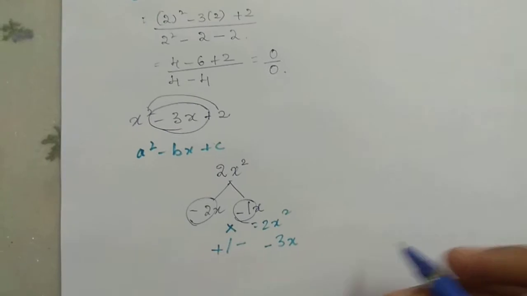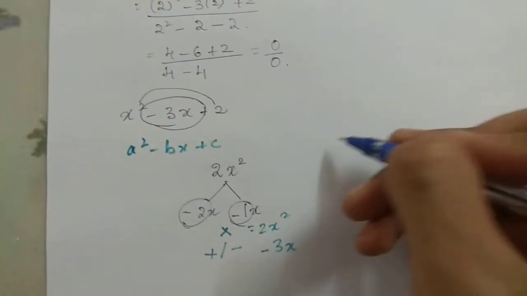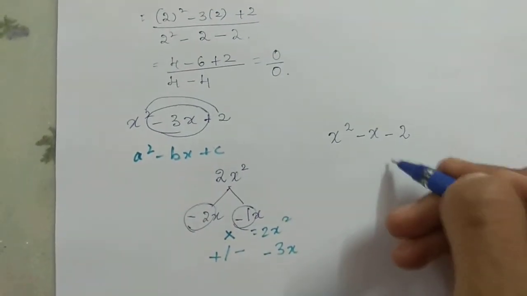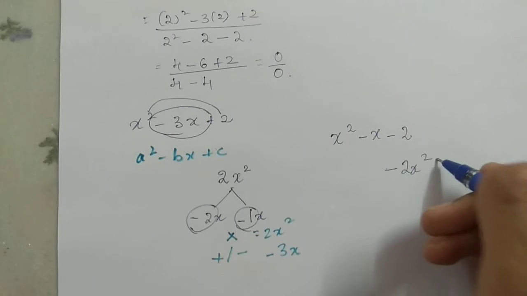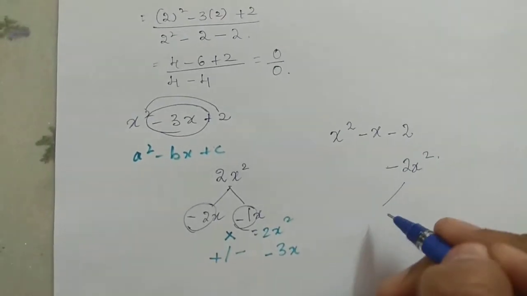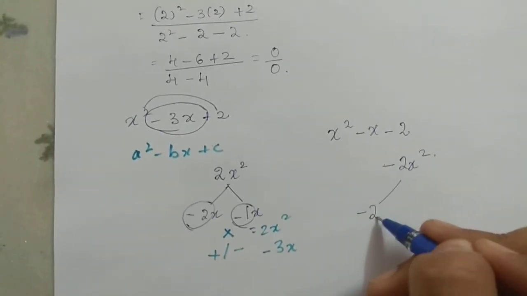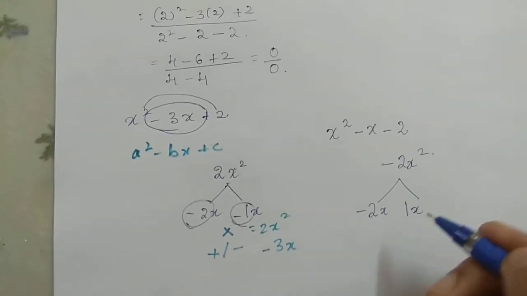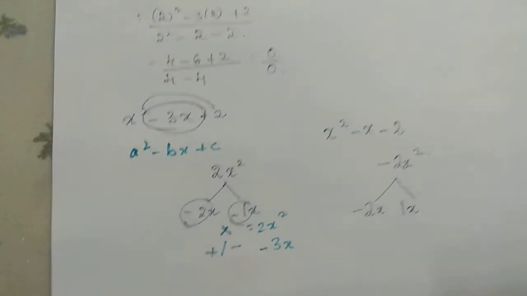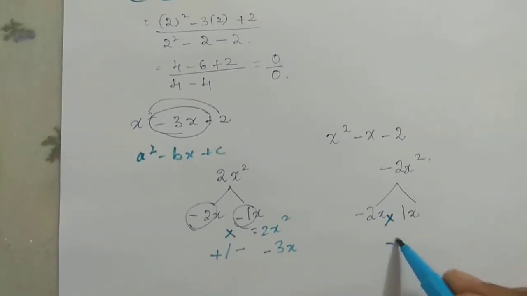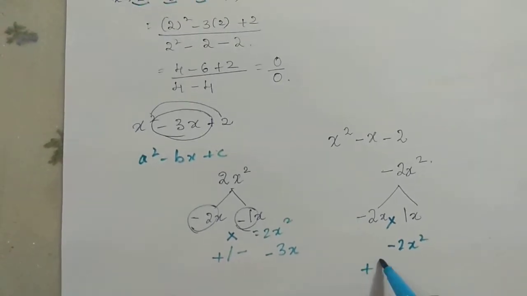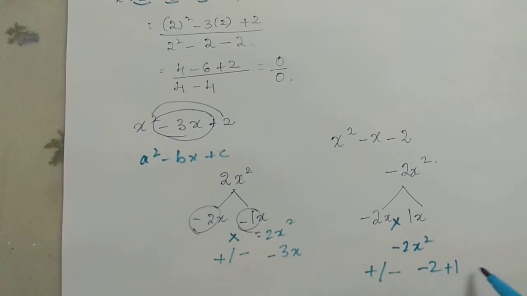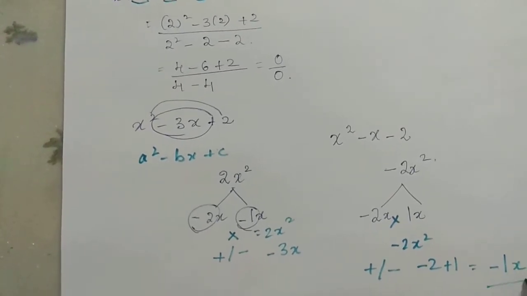Moving on, factorizing x square minus x minus 2. So again, you get minus 2x into x. When you multiply these two, you get minus 2x square. When you add them, you get minus 2 plus 1, which is minus 1x.